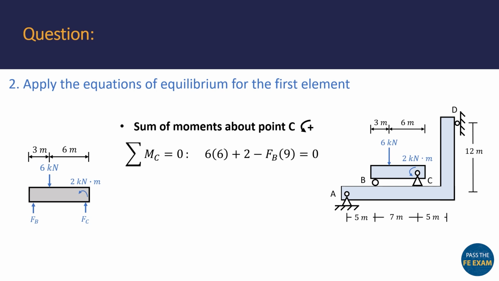Another thing to take note of is that force FC is left out of this equation completely. Since this force acts in at point C, the distance to the force is 0, resulting in a negligible moment about this point. The sum of these moments all equals 0, allowing us to solve for FB, and we find that it is equal to 4.222 kilonewton.